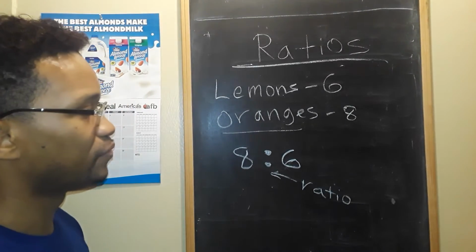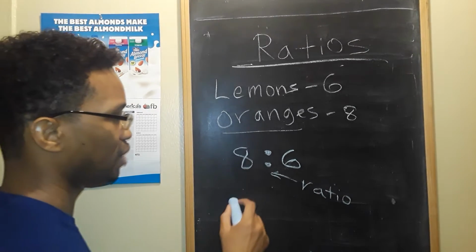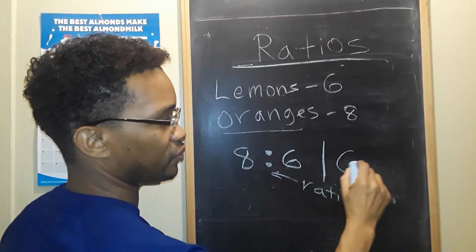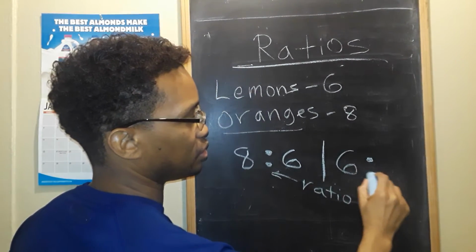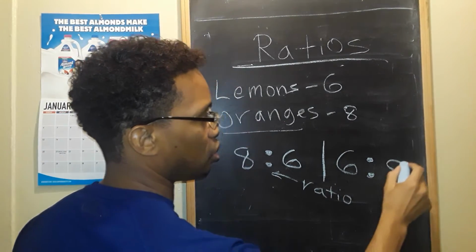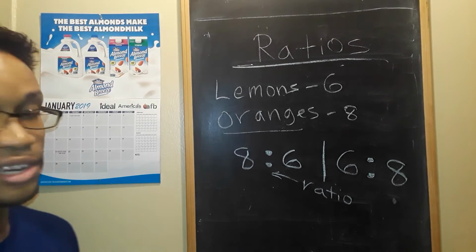All right. If I said the other way around, how many lemons are to oranges, I'll have to write it this way. I'll write 6 first. There are 6 lemons to 8 oranges, like that. And you could use other examples as well.